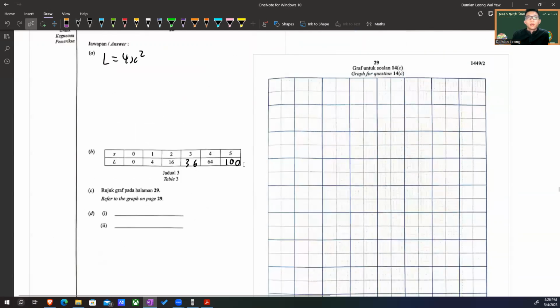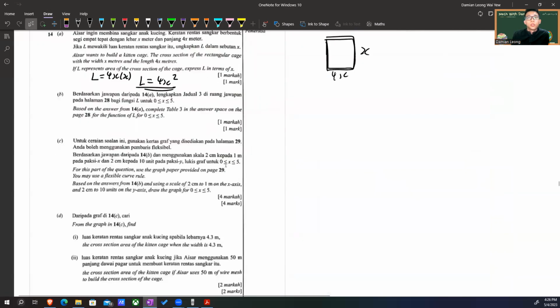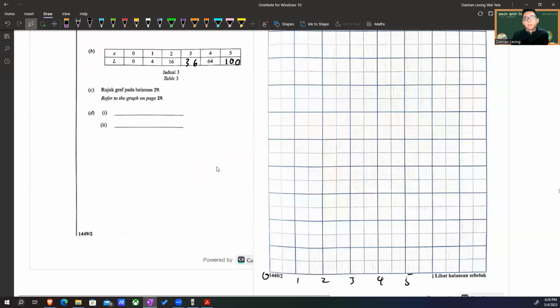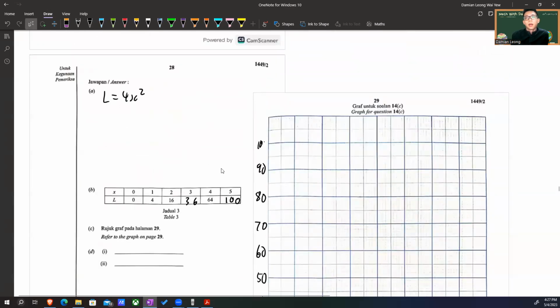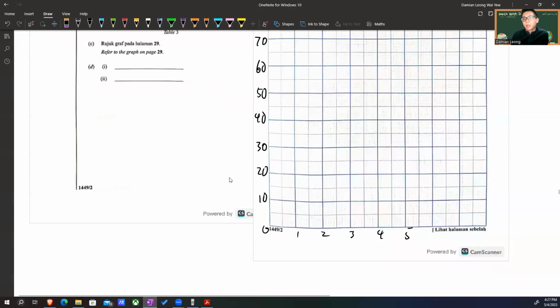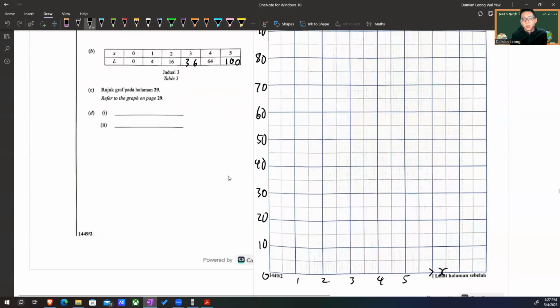And then the L value, each 2 cm is 10 units, each box 10. So 10, 20, 30, 40, 50, 60, 70, 80, 90, 100. That's the L, and this is the X. Then plot the points. 0, 0. You have to draw the line for the axis also, but because this is not very strict, I won't really draw the lines.